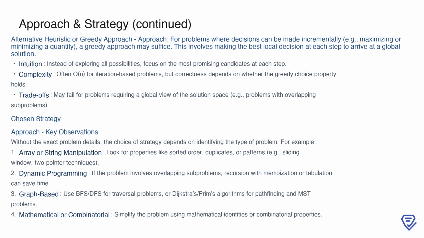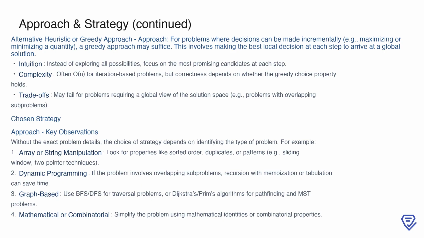However, the applicability of this approach depends on whether the problem satisfies the greedy choice property, meaning that making locally optimal choices leads to a globally optimal solution. Without this property, greedy methods can fail, especially for problems requiring a broader, global view of the solution space. Therefore, it's important to carefully evaluate whether a greedy strategy aligns with the problem's constraints and requirements.